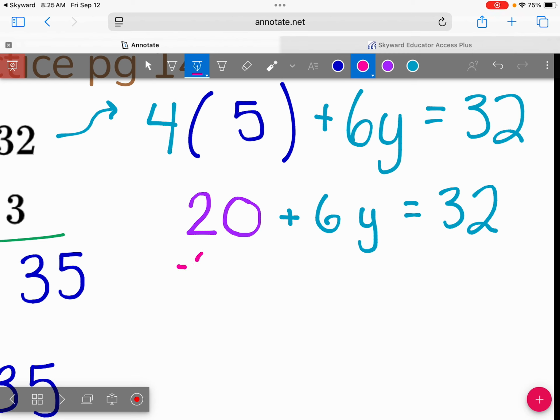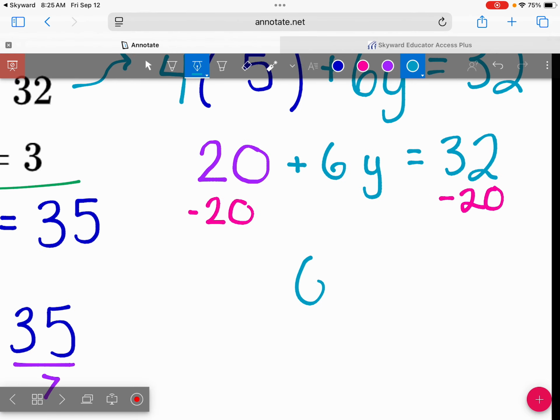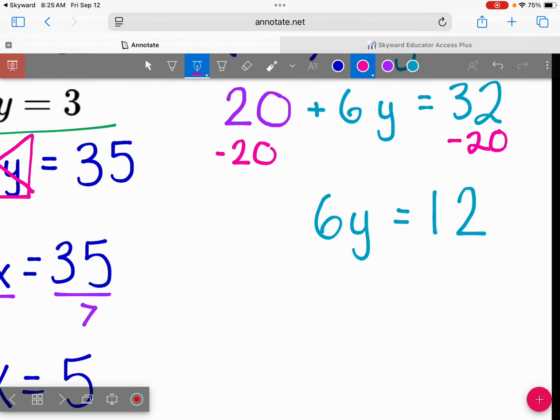Subtract 20. Beautiful. Absolutely correct. Minus 20. That's going to give us that our 6y equals 32 minus 20, which is 12. How do I get y by itself? Divide by 6. So what does my y equal?